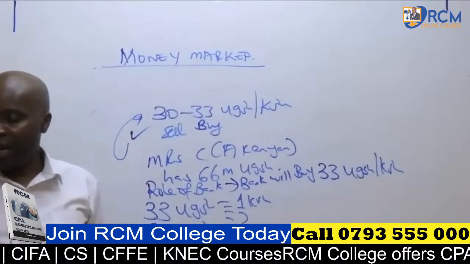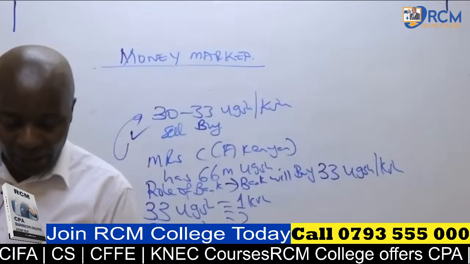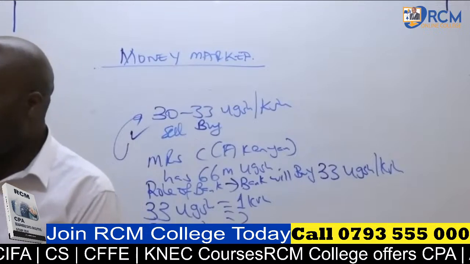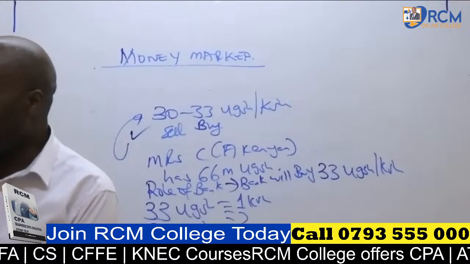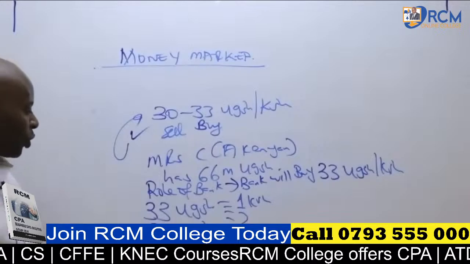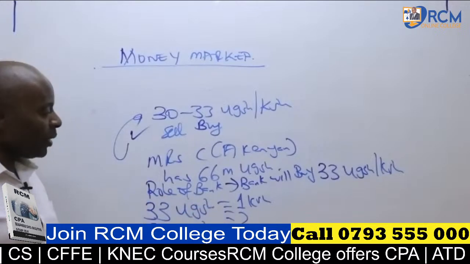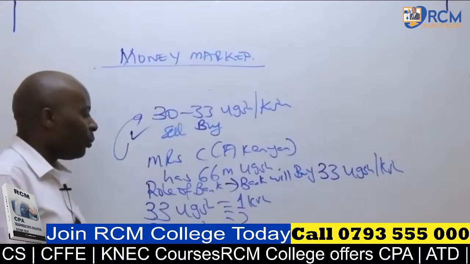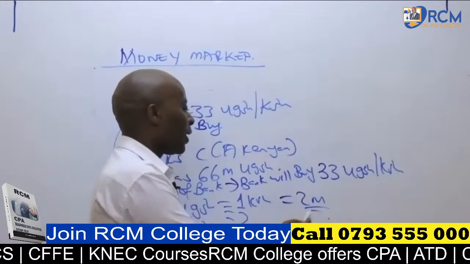Put a question mark there, and then you should be able to help us cross multiply nicely. So you cross multiply 66 million times that, divided by that. Many students have been able to get it correctly as 2 million Kenya shillings.